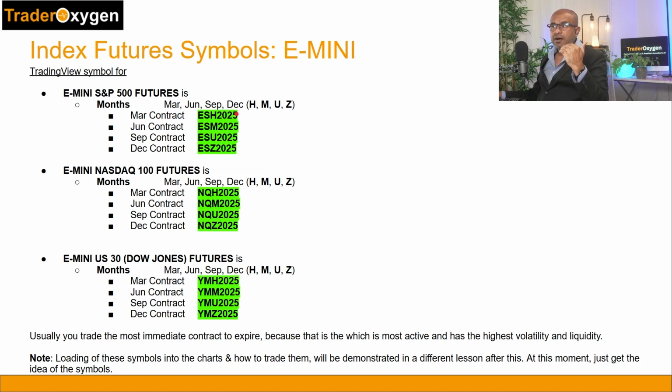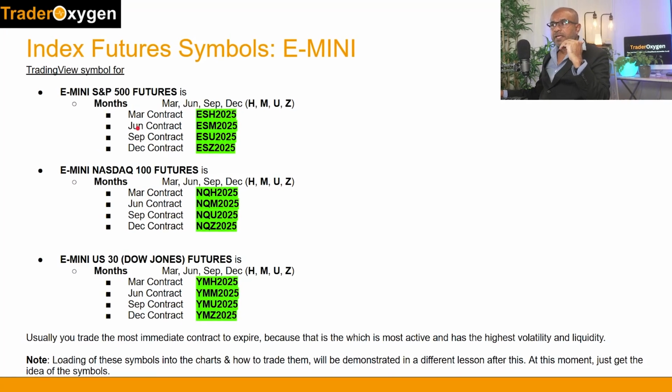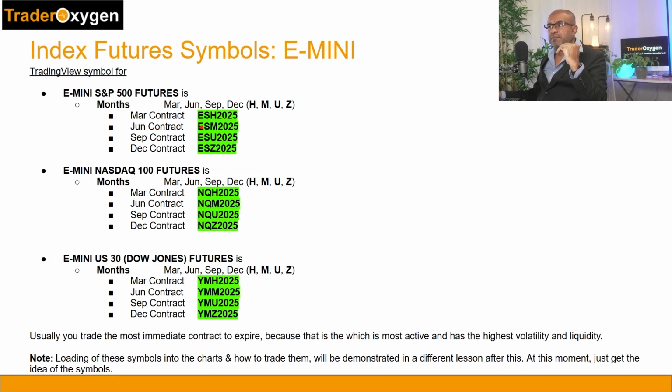So let me give an example. Let's say you are in April of year 2025. That means you can't trade the March contract because it's expired. Now you are in April. Then your choice is to trade the June contract. So then what you will load as a symbol when you are trading is ES, that is for E-mini S&P 500, M for the June contract and for year 2025.